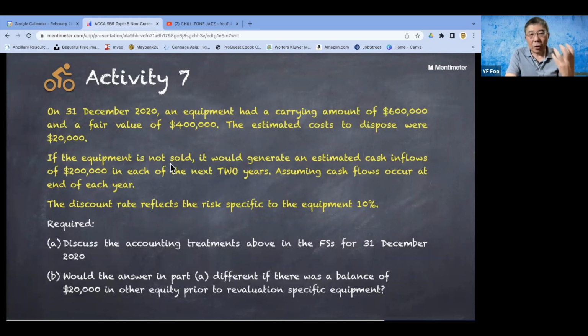Now, if the equipment is not sold, then the value in use would generate an estimated cash inflow of $200,000 in each of the next 2 years. So you expect to be able to use it over 2 years. Now, assuming cash flows occur at the year end, that's very important because then you will know how to discount it. So you need to know or assume when the cash flow arises. The risk-adjusted discount rate for the equipment is 10%.